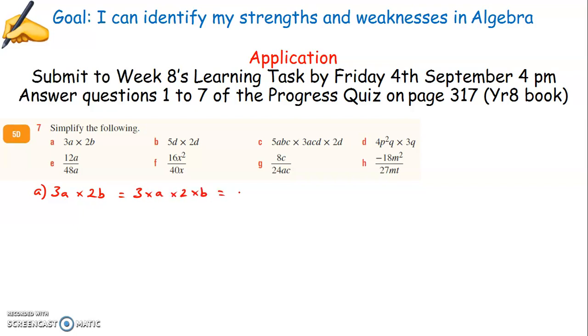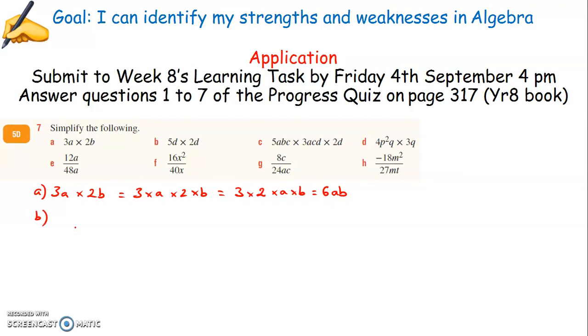Okay, and remember that for multiplication, we can rearrange things a little bit. So 3 times 2 times a times b. And 3 times 2 is 6, and a times b is just ab. So the answer is going to be 6ab.